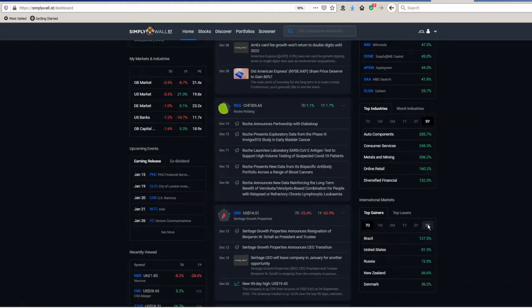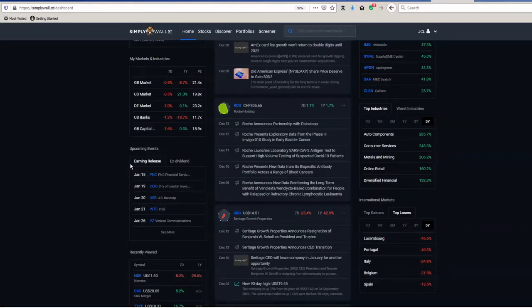And international markets, last 5 years, Brazil is the best one, 127% up. You can also see the worst, so hopefully you didn't invest in Luxembourg market 5 years ago, because you would be quite a bit down at the market level. You can also see the things you've recently viewed, and I really like this upcoming event.